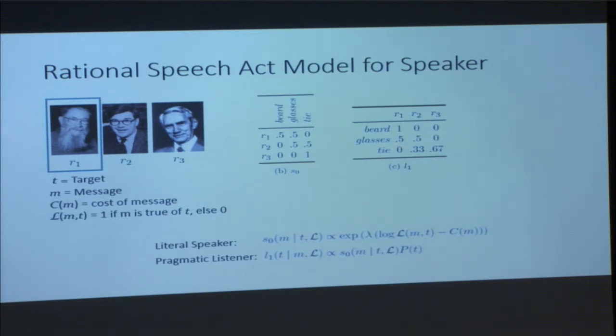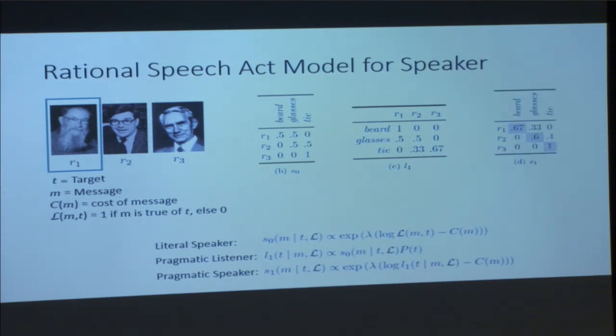Glasses, it could be 0.5, 0.5, and tie, it gives 0.33 here and 0.67 to this person. The reason is essentially what you are doing is this was row normalized and you are now column normalizing these values. So if you work out this equation, this will be just column normalization of these values. And then the pragmatic speaker would be again the same equation, just instead of this log function, this L function here, you put the pragmatic listener here.